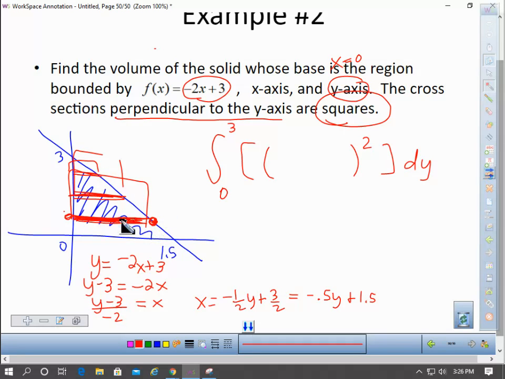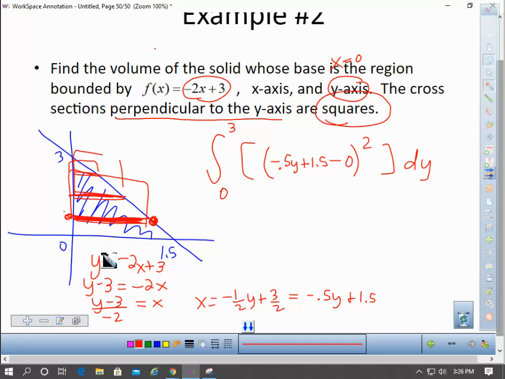So when I do this length on my square, it's right curve minus left curve. So my right curve is negative 0.5 y plus 1.5 minus the left curve, which is the y-axis, x equals 0. So that would be 0. All right, so it is right curve minus left curve. So the line minus the y-axis, which is x equals 0. And that's just integrating the side squared because we're doing a square. So it's the side squared, that's the area formula for a square, and we're in y's, so we're doing 0 to 3 instead of 0 to 1.5.